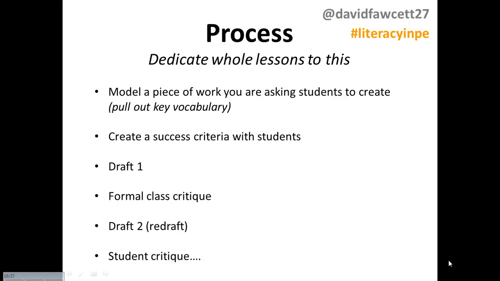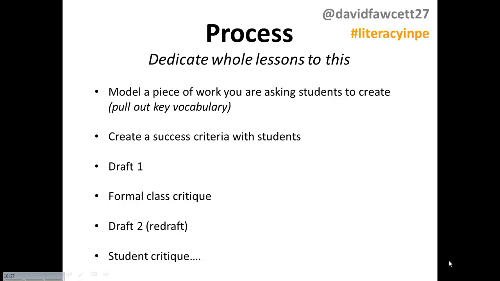So I got loads of newspaper articles and actually modelled what a good article looks like, and as a class we unpicked it. We pulled out the style that journalists write in. We pulled out key words and key elements and ways they include quotes and talk about different elements of those topics. We then from that created a success criteria which students would then refer to all the way through.